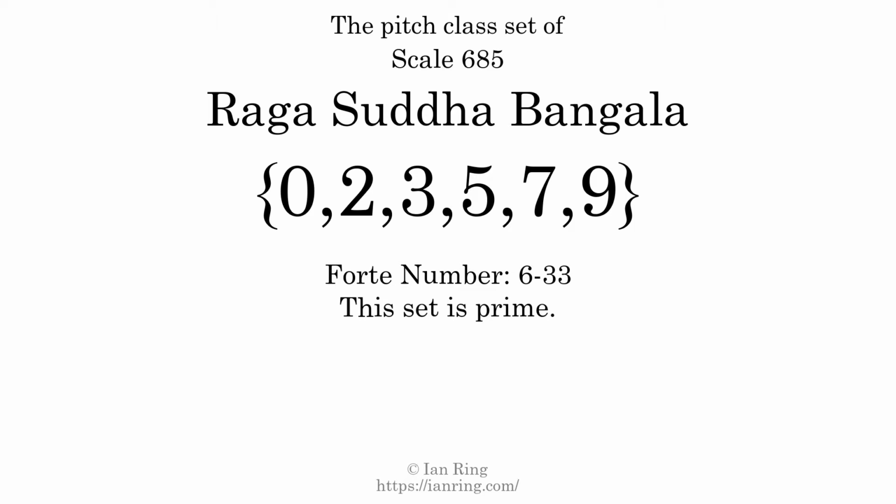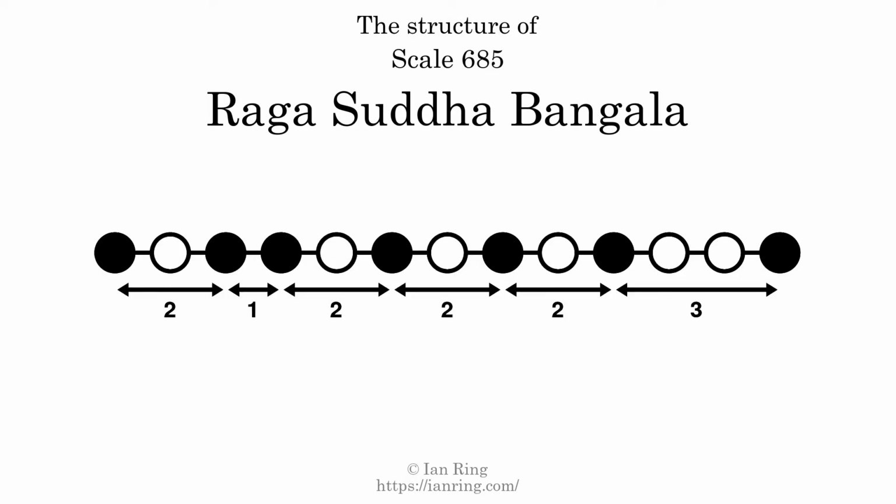The fault class is 633. This set is prime. The structure of a scale is a description of the interval distance between each successive tone. This scale has a structure of 2-1-2-2-2-3.